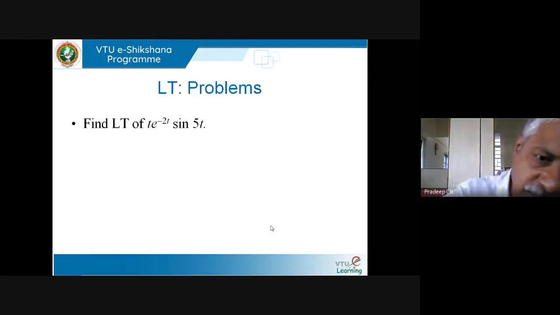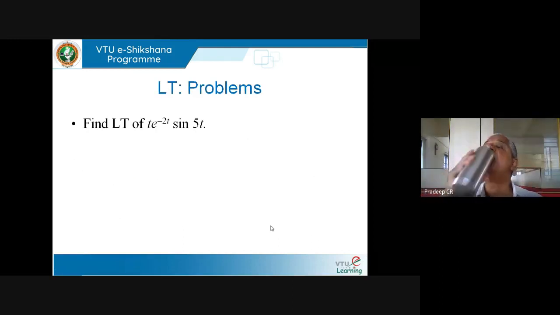Find the Laplace transform of t e power minus 2t sine 5t. Let us see this. Previously, what I had done, t was not there. That means e power minus 2t sine 5t I know how to find, or Laplace of t into sine 5t I know how to find. Now both are there. How to do?